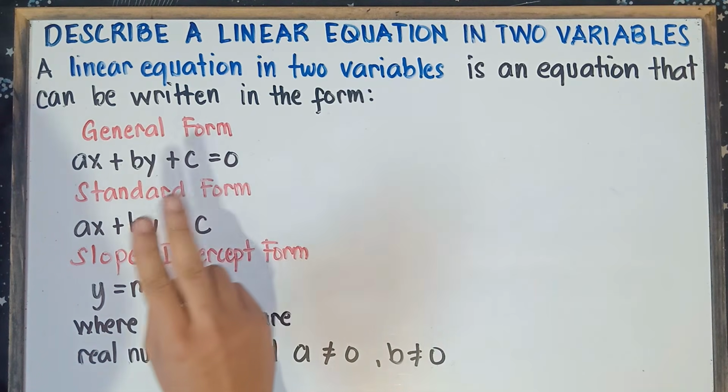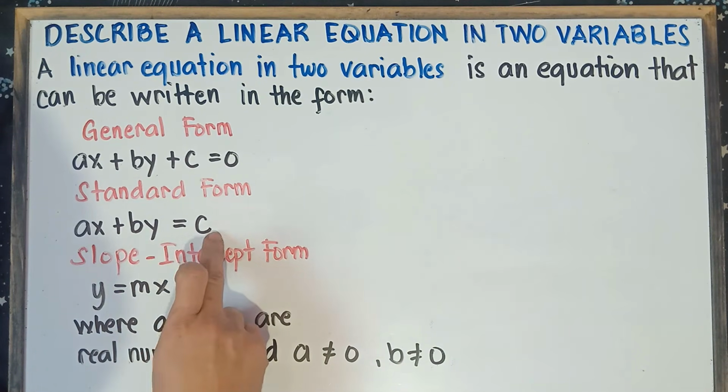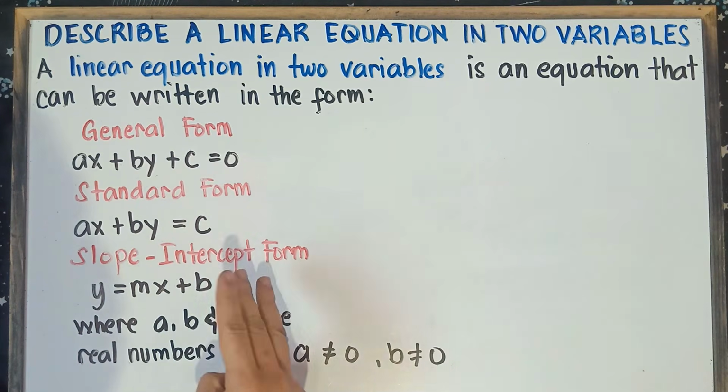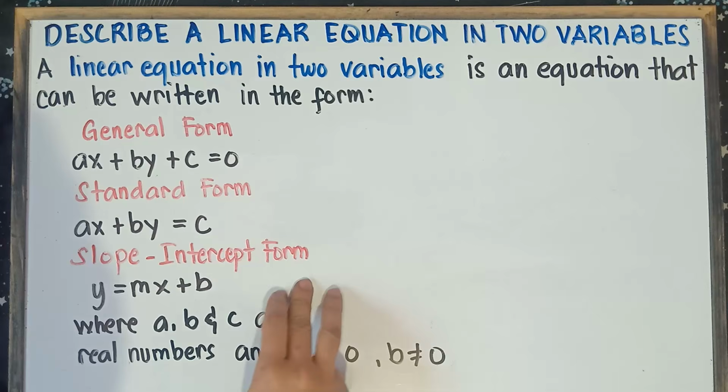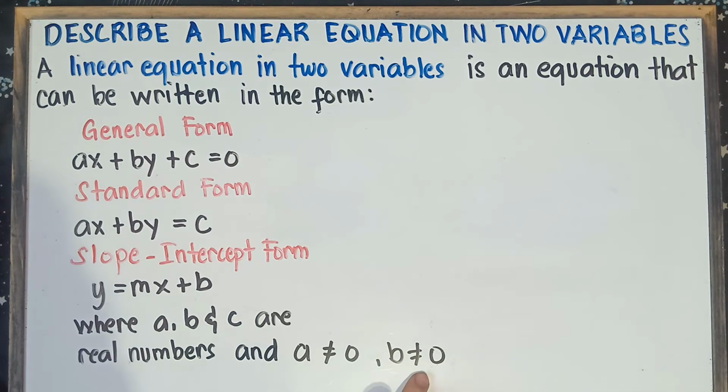The second form is the standard form, and the equation is ax plus by equals c. The third form is the slope-intercept form, and the equation is y equals mx plus b. Here a, b, and c are real numbers, a should not be equal to 0, and b should not be equal to 0.